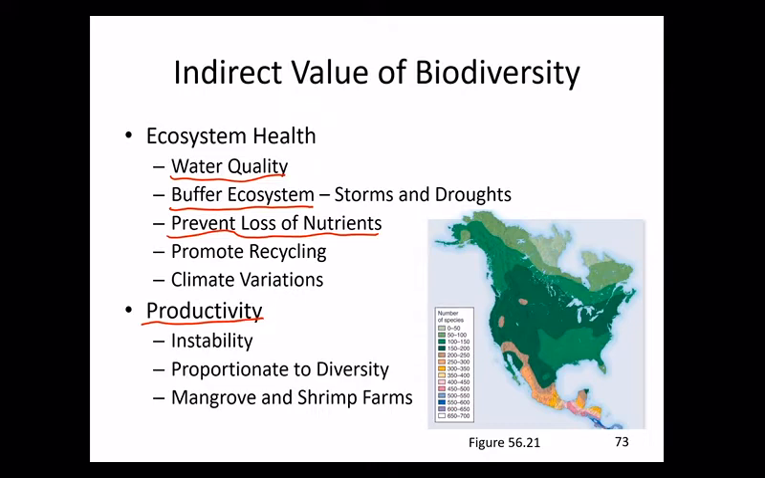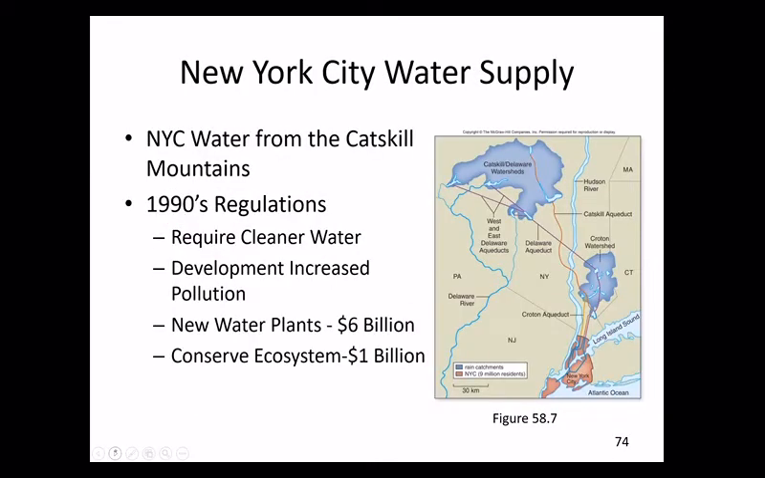An example of this was shown in the mangroves and the shrimp farms, where we have these mangroves growing near the shrimp farms that are able to be supported and remove some of the waste that the shrimp are producing, to be able to maintain a more stable ecosystem. So that gives you an example of that.